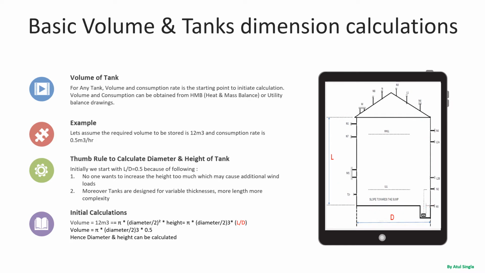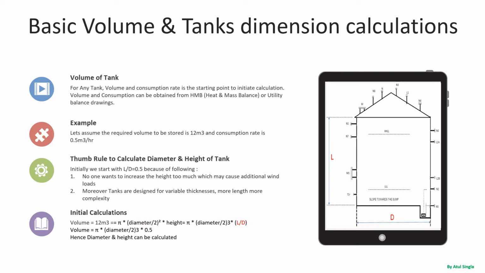There are a few thumb rules which we use at the starting of our calculations, that is L by D is equal to 0.5. So we start with this, so that we can optimize the L and D. Once we start our calculation, we know our volume is 12 meter cube. Pi D square by H, we can always put this value as L by D, and we are increasing the square to cube, right? L and D, we have increased, it is cube, so it remains the same.